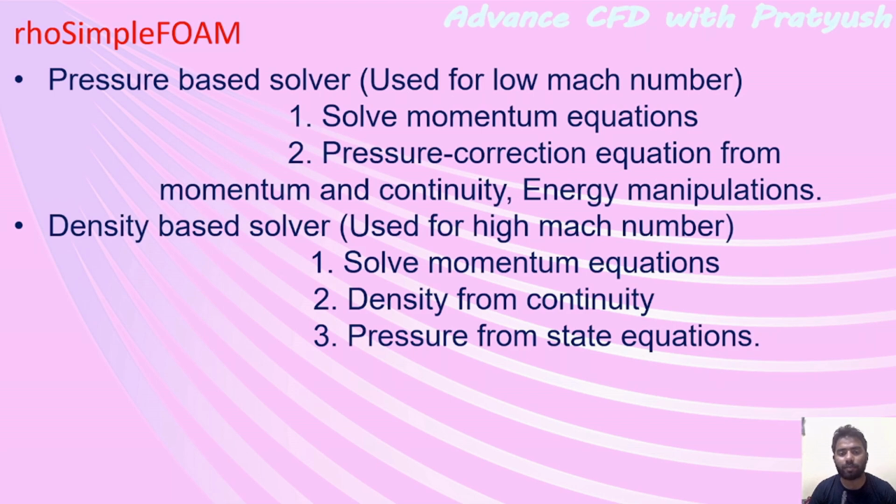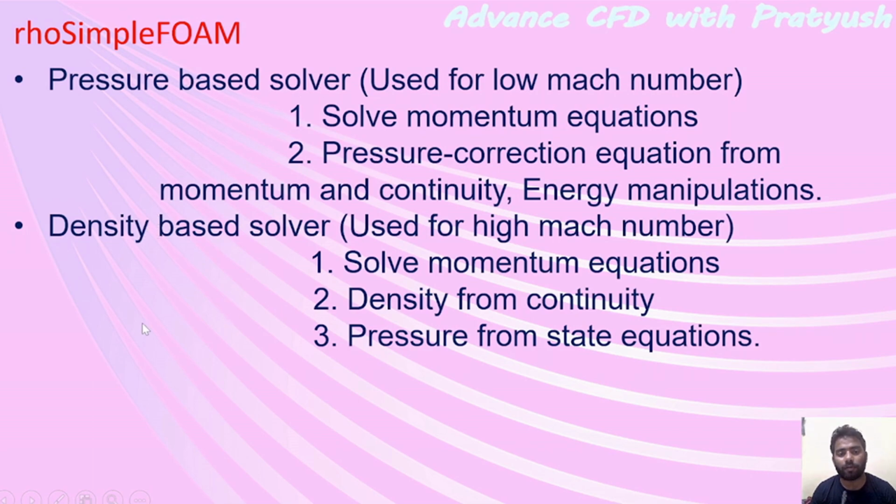It does not mean that you cannot use the pressure-based solver for a high Mach number, but if you compare the accuracy of both types of solver, then the density-based solver gives the more accurate result. That's why for a high Mach number, we always use a density-based solver. The pressure-based solver generally takes low computational cost and computational time, so it should be preferred. But when we talk about higher Mach numbers, the accuracy is not so good. That's why for higher Mach numbers, we use the density-based solver.